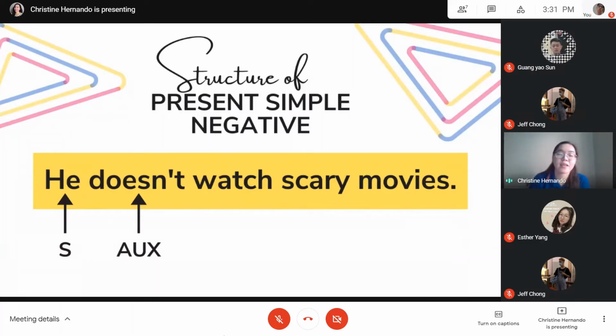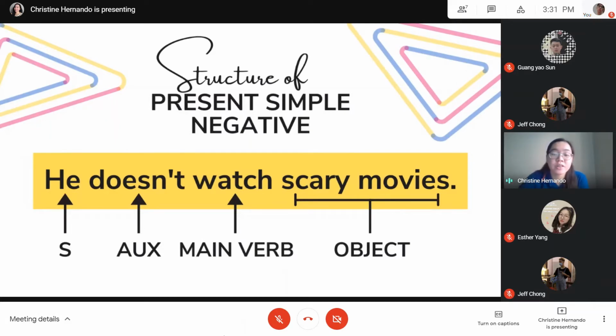So we have the subject he, and it is followed by the auxiliary verb doesn't. How about the word watch? What is it? Yes, Miss Young. The auxiliary verb comes before the principal or main verb. That is correct. The auxiliary verb comes before the main verb, and our main verb in this case is the verb watch. And also we have the object, scary movies. Is that clear, class?